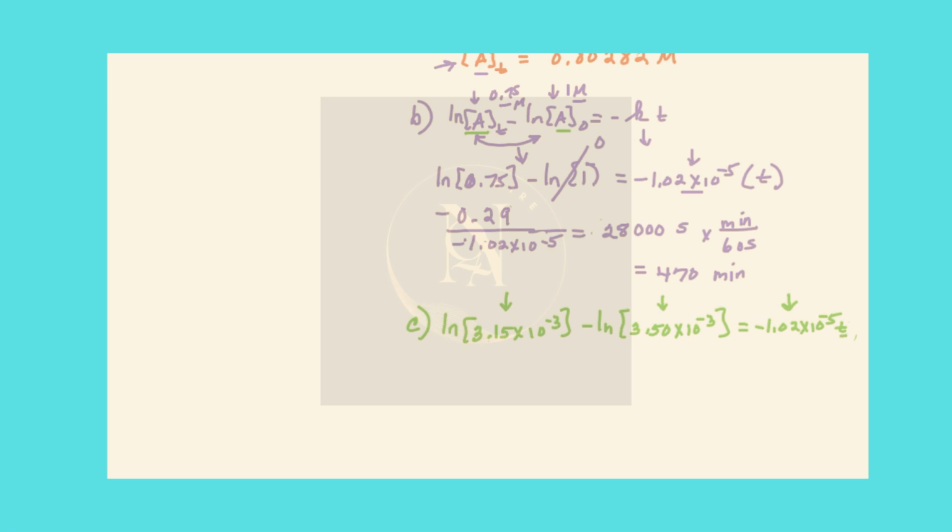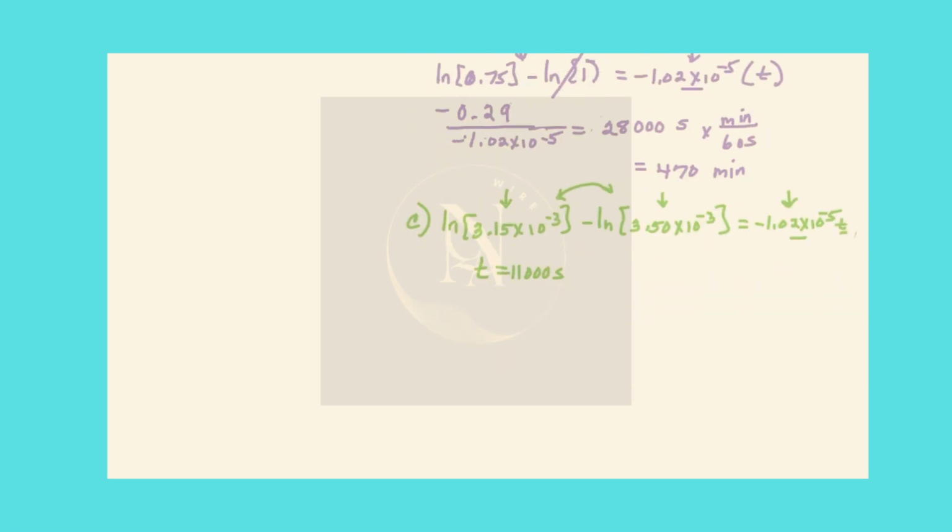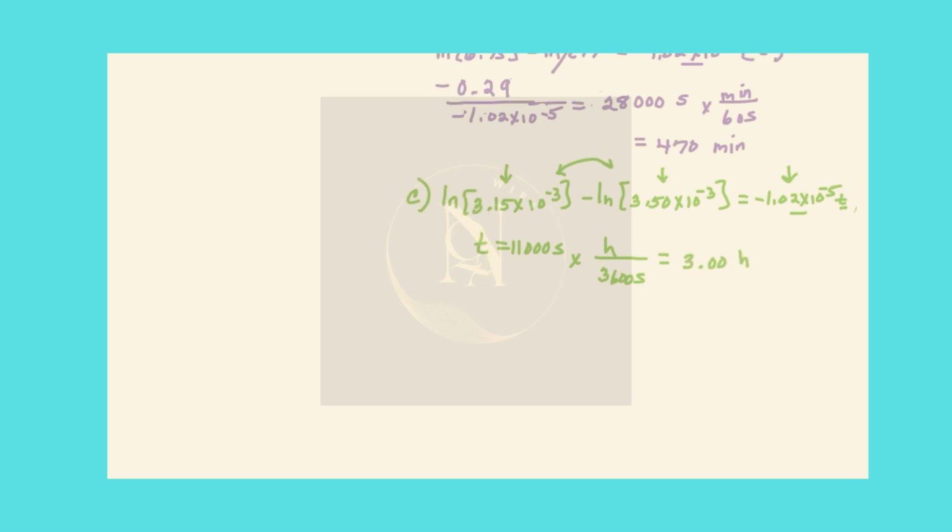Time t, this time they want it to be in hours, is what we're solving for. So again, we'll take the difference between these two natural log terms, divide by the negative of that rate constant, and that should give us our time. So when we complete that part, we get 11,000 seconds for time t, but again, they ask for it in terms of hours, so 3,600 seconds in an hour. We divide that by 3,600, we get 3.00 hours.